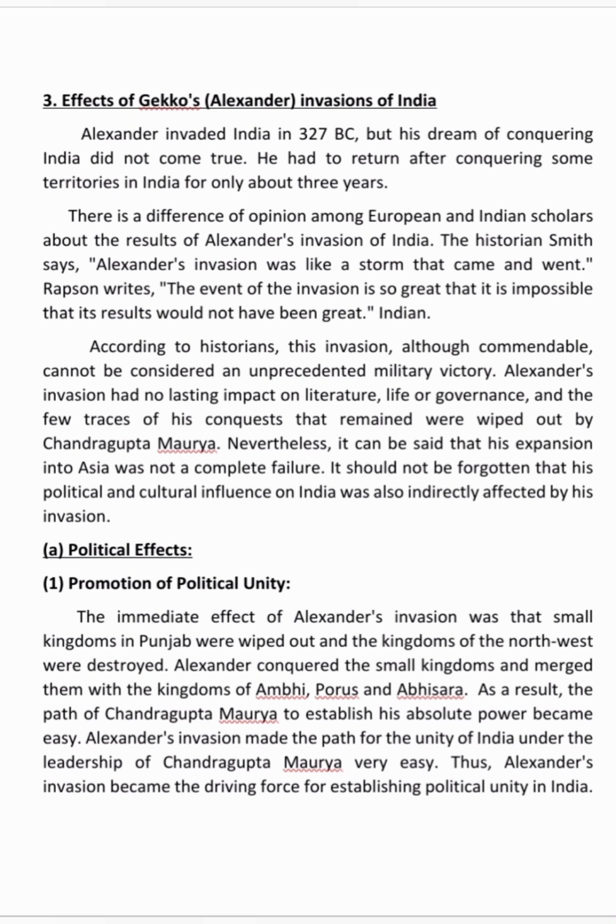Alexander conquered the small kingdoms and merged them with the kingdoms of Ambi, Porus, and Abhisar. As a result, the path of Chandragupta Maurya to establish his absolute power became easy. Alexander's invasion made the path for the unity of India under the leadership of Chandragupta Maurya easy. Thus, Alexander's invasion became the driving force for establishing political unity in India.